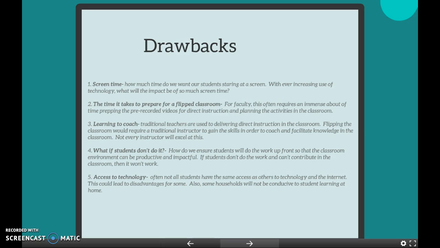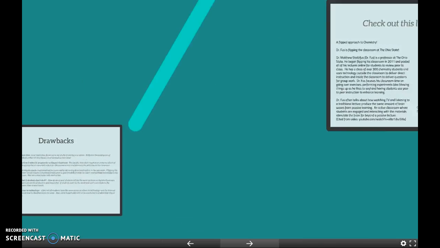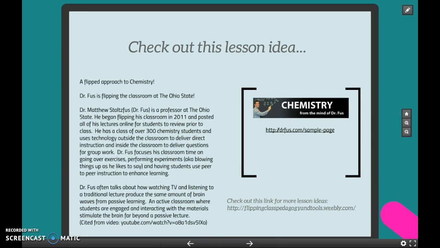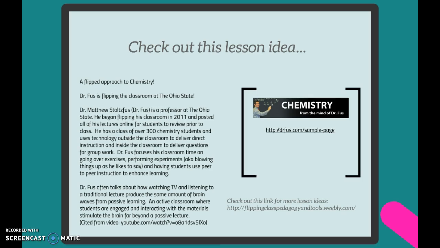Access to technology. Not all students have the same access as others to technology and the internet. This could lead to disadvantages for some. Also, some households will not be conducive to student learning at home. Let's check out a lesson idea from Dr. Foose at The Ohio State University, where he applies the flipped approach to his chemistry class.